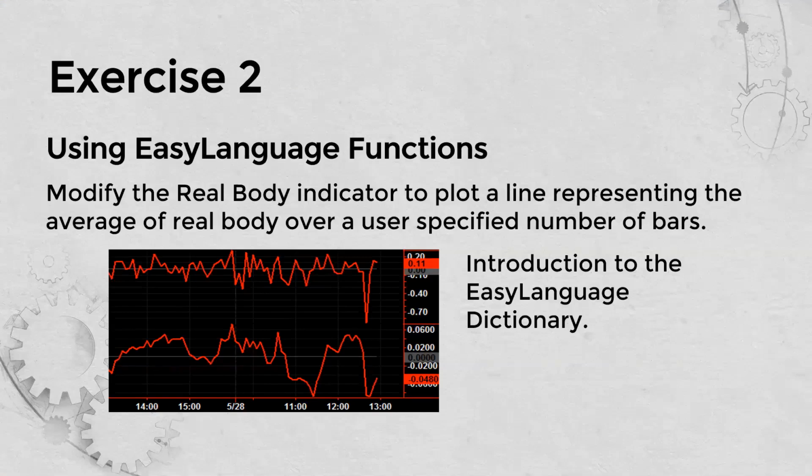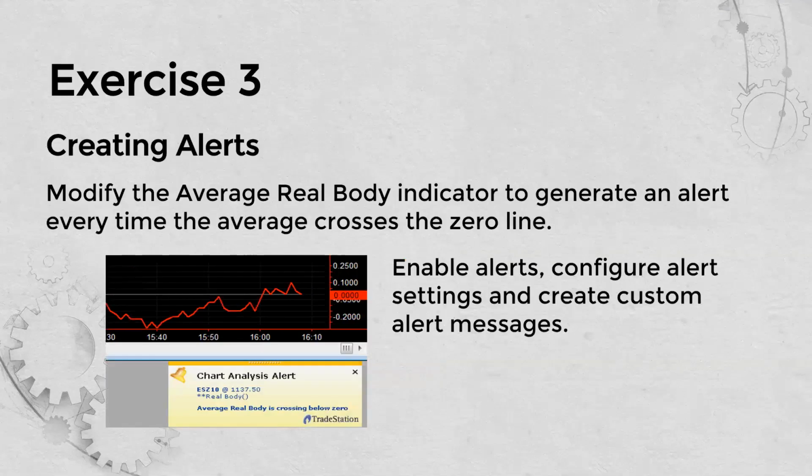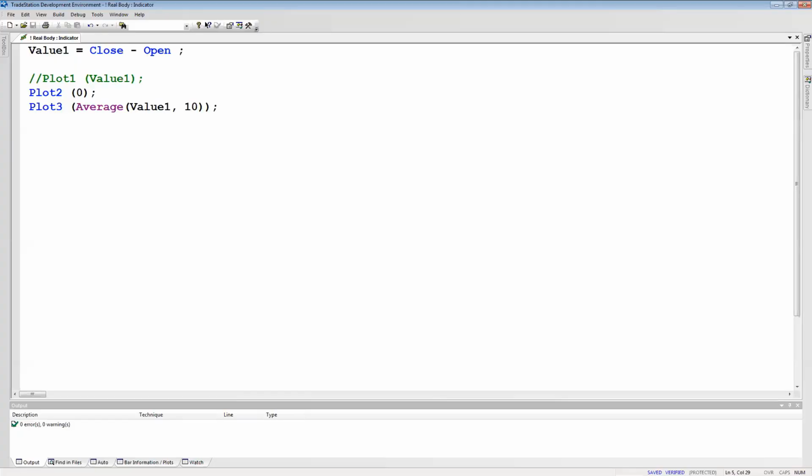Let's go to exercise number 3. Let's create alerts. Alerts are great because they tell you when things are happening, and you can add them to your indicators very easily. I'm going to show you that right here in this indicator that we created. So take a look. I'm going to add a few more lines. You're going to see how easy it is to add an alert.